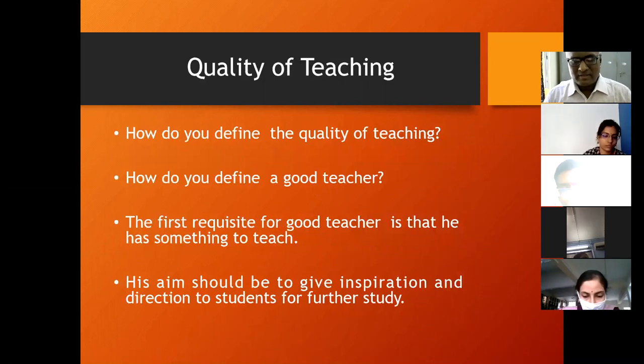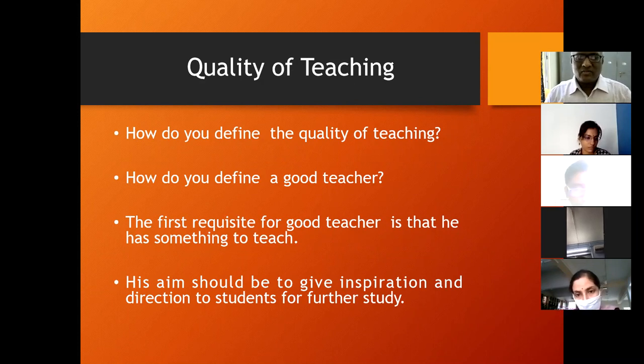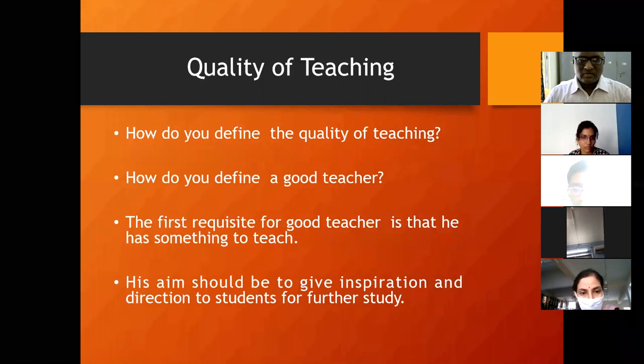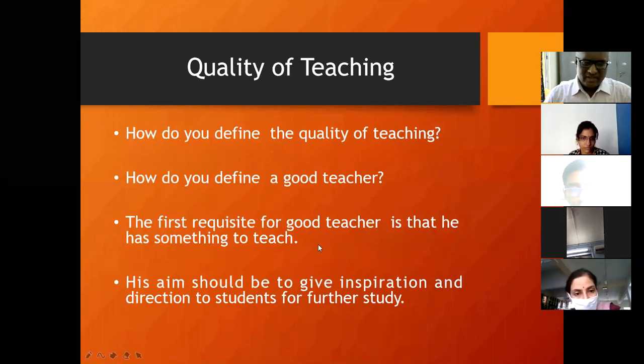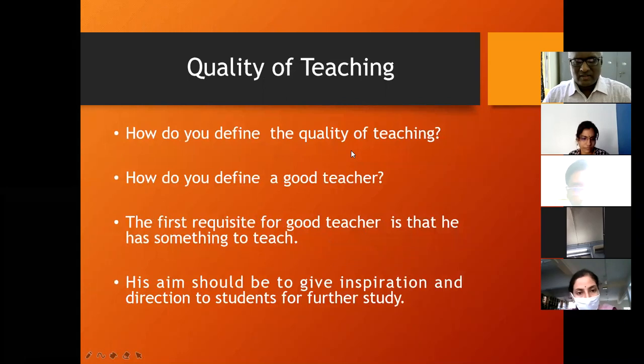I take another example here. I am discussing the first problem, formulating the research problem. So every day we ask a question, what is the quality of teaching in higher education institutions and primary education? We are teachers. We ask a question, how do you define the quality of teaching? We ask a question, who is a good teacher? The first requisite for a good teacher is that he has something to teach to the students. A teacher has something to teach.